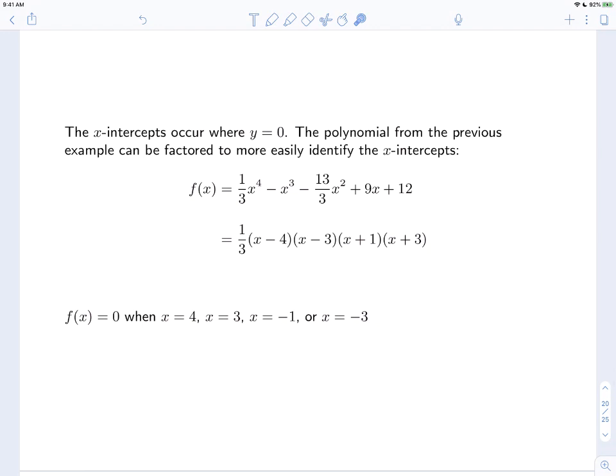The x-intercepts occur where y is equal to 0. The polynomial from the previous example can be factored to more easily identify the x-intercepts, and I've done that here. This isn't necessarily an easy thing to factor, but you can factor it. It looks like 1/3 times x minus 4 times x minus 3 times x plus 1 times x plus 3. If we set this equal to 0, that will happen precisely when one of these factors is equal to 0. So either x is equal to 4, or x is equal to 3, or x is equal to -1, or x equals -3. These are the x-intercepts right here: 4, 3, -1, and -3.